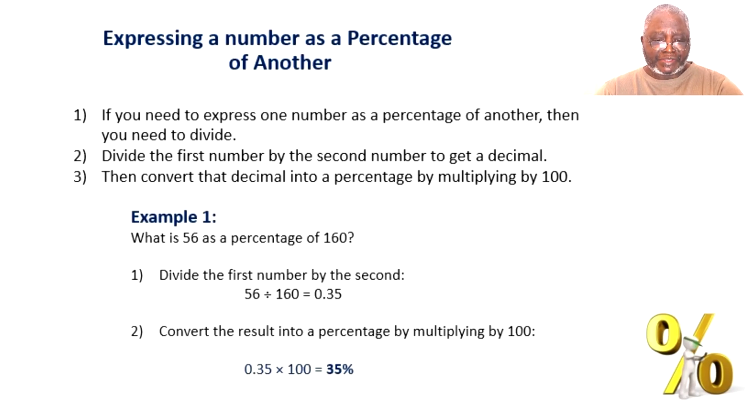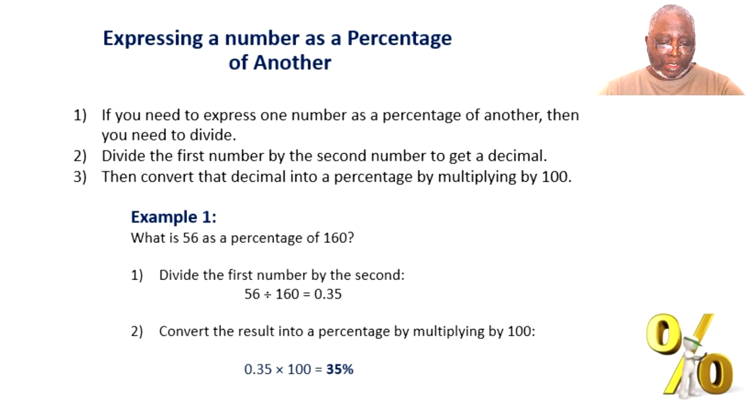Expressing a number as a percentage of another. If you need to express one number as a percentage of another, then you need to divide. Divide the first number by the second number to get a decimal. So we were talking about a fraction. Then convert the decimal into a percentage by multiplying by 100.